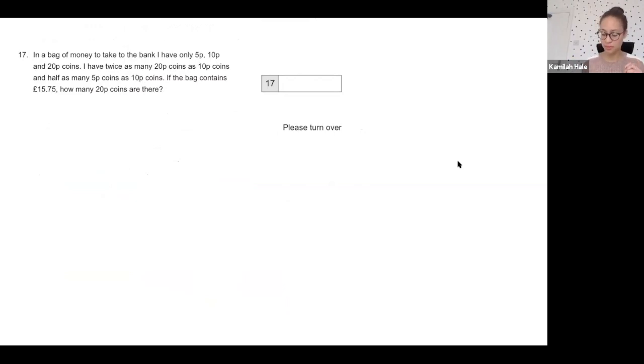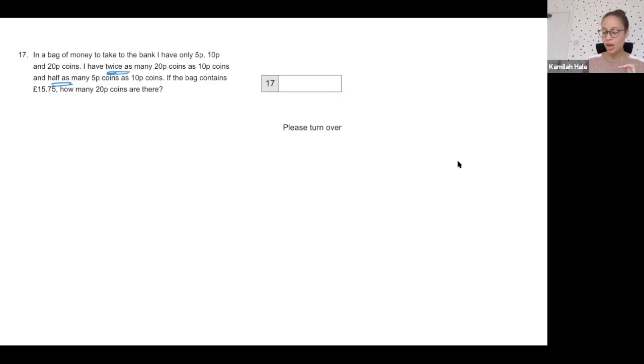or something similar anyway. So in a bag of money to take to the bank, I have only 5p, 10p, and 20p coins. I have twice as many 20p coins as 10p coins, and half as many 5p coins as 10p coins. If the bag contains £15.75, how many 20p coins are there? Right, so because we've got twice as many of one thing and half as many as the other, when we have that kind of wording, what method do we use? Twice as many and half as many, we've already used it this lesson. Yeah, good, so we use ratio when we have something like that.